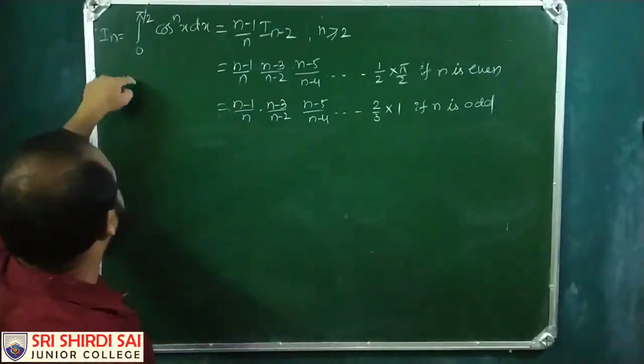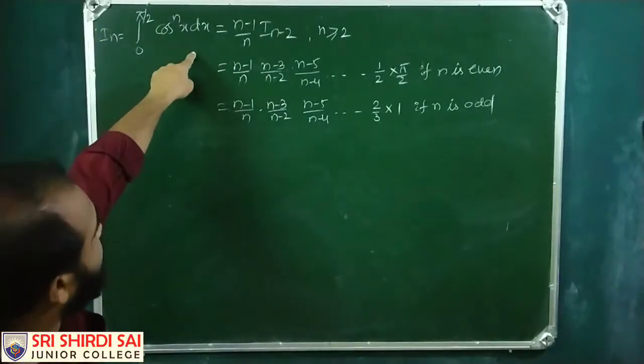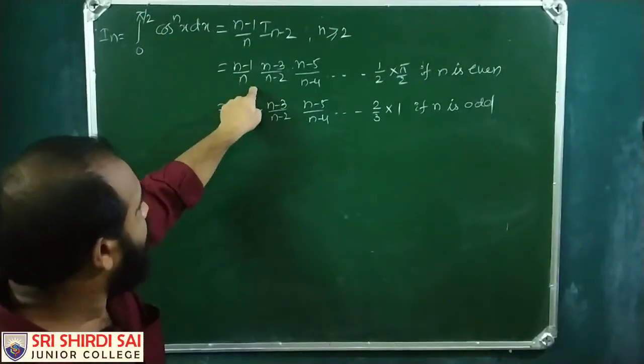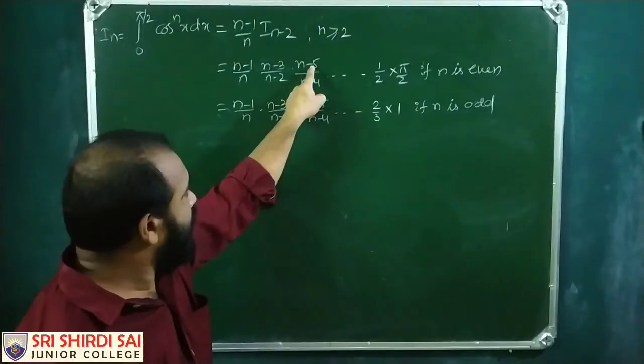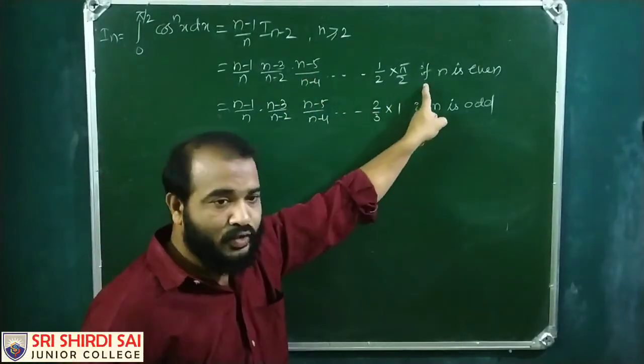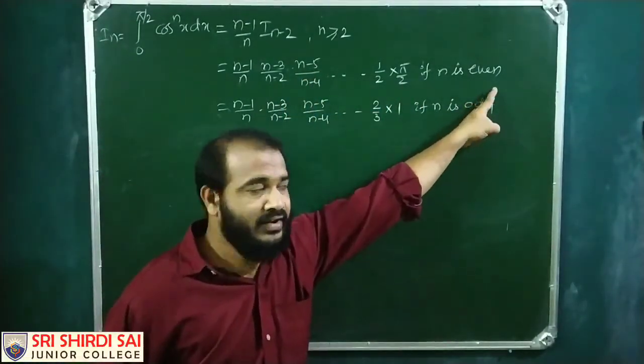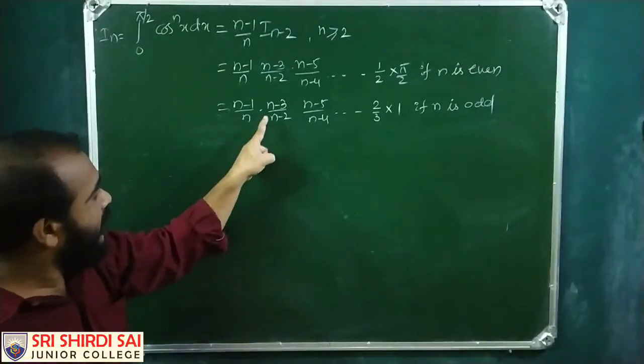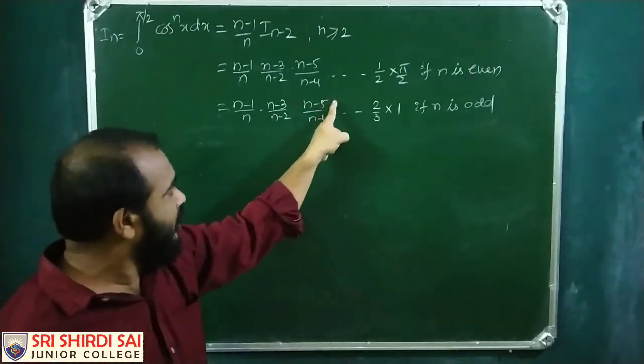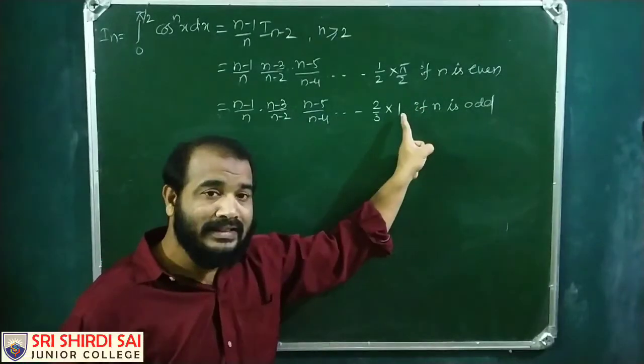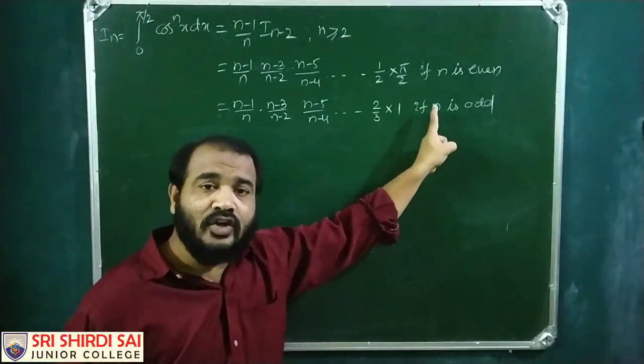Therefore we can conclude that I_n, the integral from 0 to pi by 2 of cos^n x dx, is equal to (n minus 1) by n into (n minus 3) by (n minus 2) into (n minus 5) by (n minus 4), etc., 1 by 2 into pi by 2 if n is even. The same, (n minus 1) by n into (n minus 3) by (n minus 2) into (n minus 5) by (n minus 4), etc., 2 by 3 into 1 if n is odd.